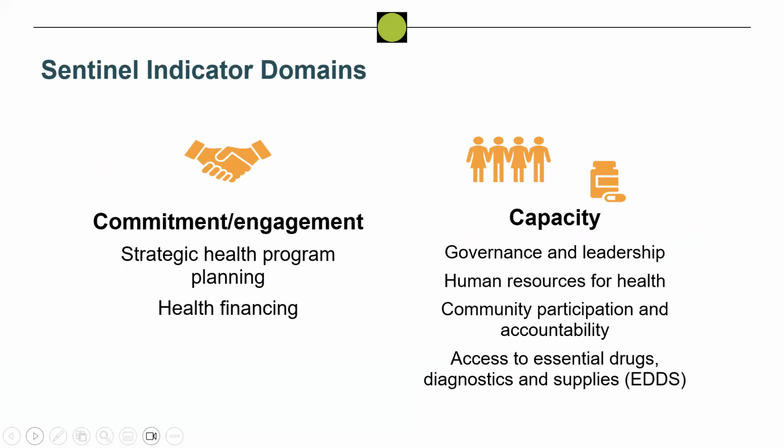So we wanted to identify indicators for the 2 sustainability outcome domains of commitment and engagement and capacity that we had defined in the evaluation protocol. For the commitment and engagement domain, we defined 2 subdomains based on the review of the resources that I discussed in the last slide. And these were strategic health program planning and health financing. For the capacity domain, we identified 4 subdomains: governance and leadership, human resources for health, community participation and accountability, and access to essential drugs, diagnostics, and supplies. Next slide.